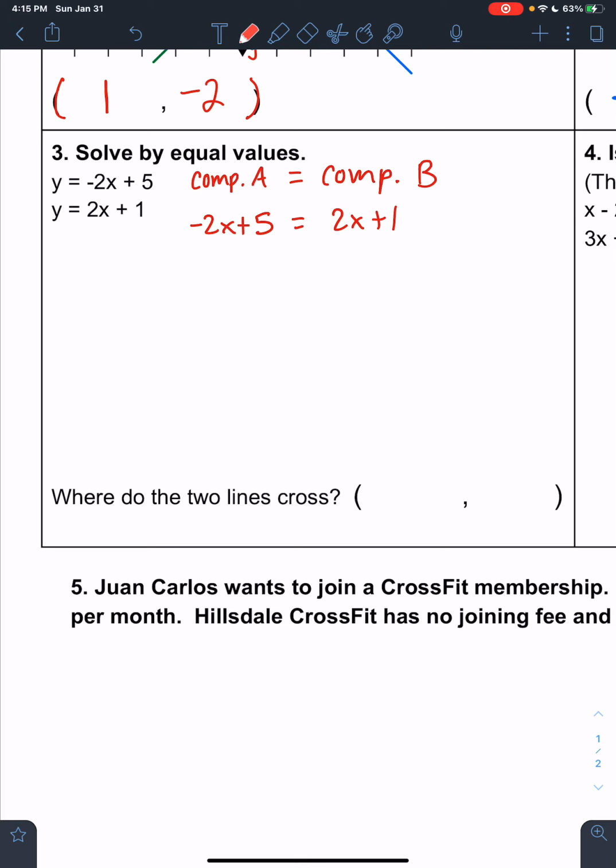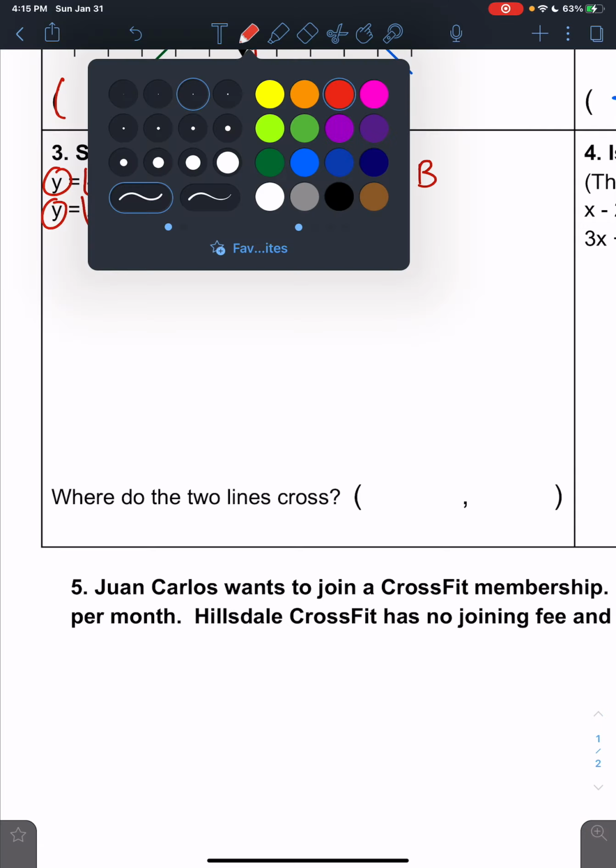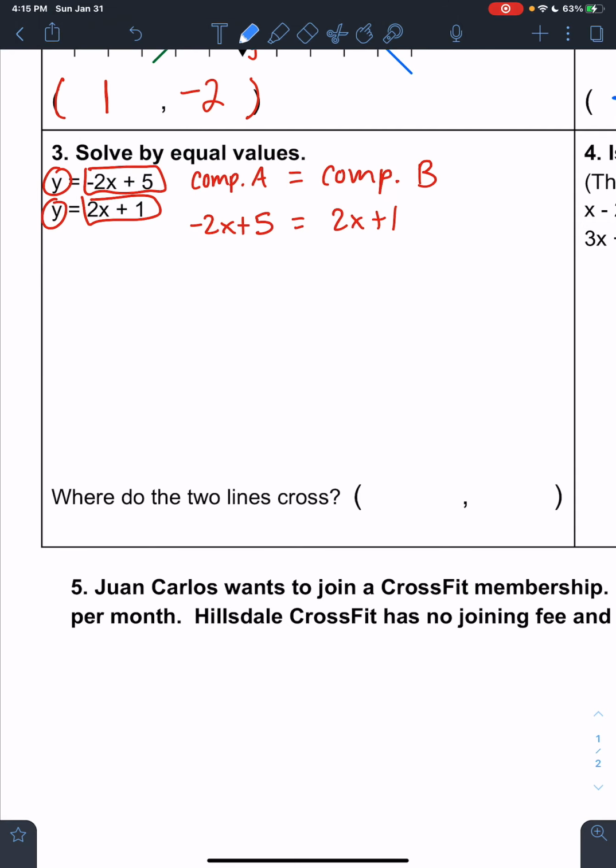When they're both set equal to y, you're like, well, this is total cost and this is total cost. So I want to know when this total cost equals this total cost, which is basically what we just did. Now we can solve the same way that we did substitution by adding the x's to one side of the equation. I like to move the smaller. Since this is negative, it's smaller than this one.